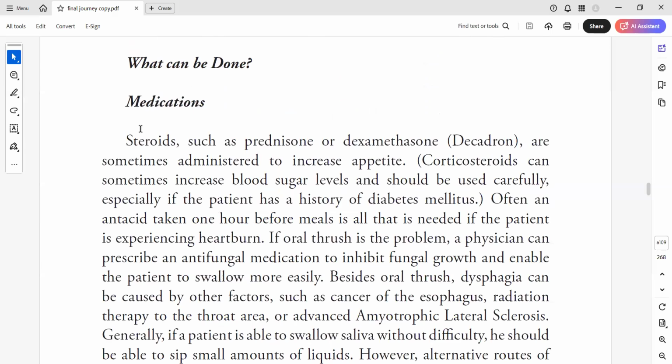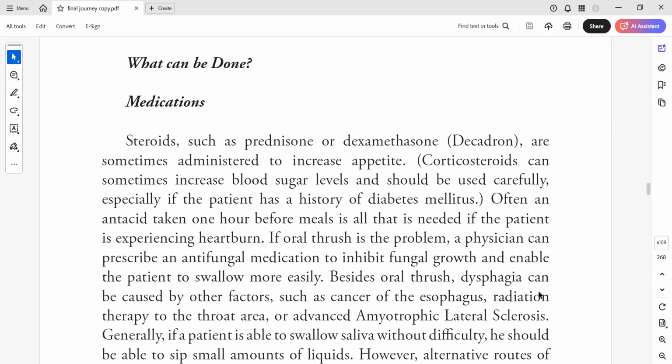Medications. Steroids such as prednisone or dexamethasone, Decadron, are sometimes administered to increase appetite. Corticosteroids can sometimes increase blood sugar levels and should be used carefully, especially if the patient has a history of diabetes mellitus. Often an antacid taken 1 hour before meals is all that is needed if the patient is experiencing heartburn. If oral thrush is the problem, a physician can prescribe an antifungal medication to inhibit fungal growth and enable the patient to swallow more easily.